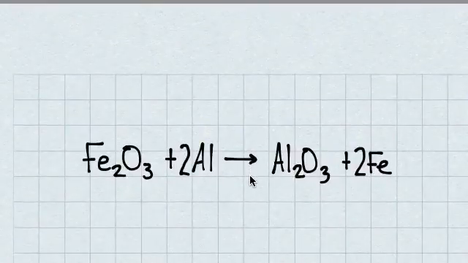Here's one of our favorites, thermite. Thermite. Iron oxide plus aluminum goes to aluminum oxide plus iron. Pause the video. Who gets reduced? Who gets oxidized? Who's the oxidizing agent? Who's the reducing agent? Wish I had some Jeopardy music right now.